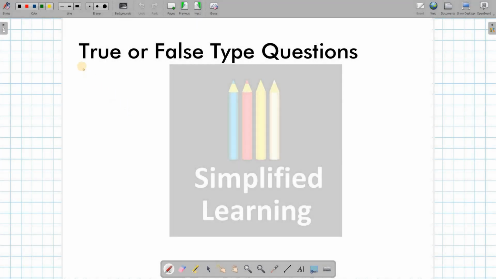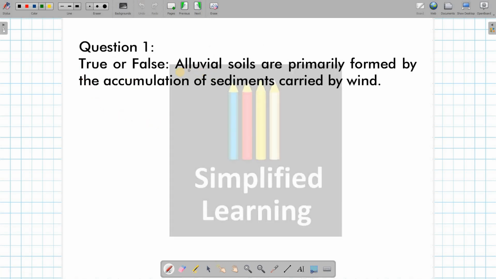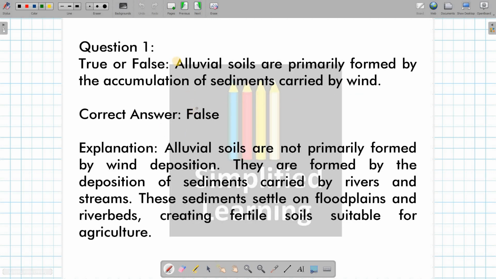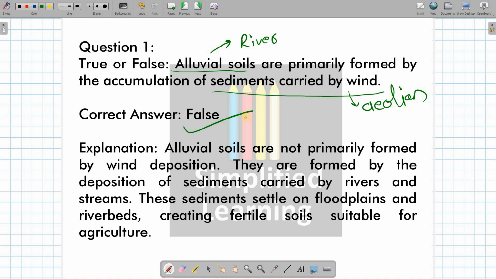And in this section now let's see some true or false type questions. Okay, a statement will be given and we will have to decide whether the statement given is true or false. The first one being, alluvial soils are primarily formed by the accumulation of sediments carried by wind. No, it is not true, because alluvial soils are formed by river or flowing water bodies, and when we are saying sediments carried by wind, we are necessarily talking about aeolian soil. That's why the answer is false.